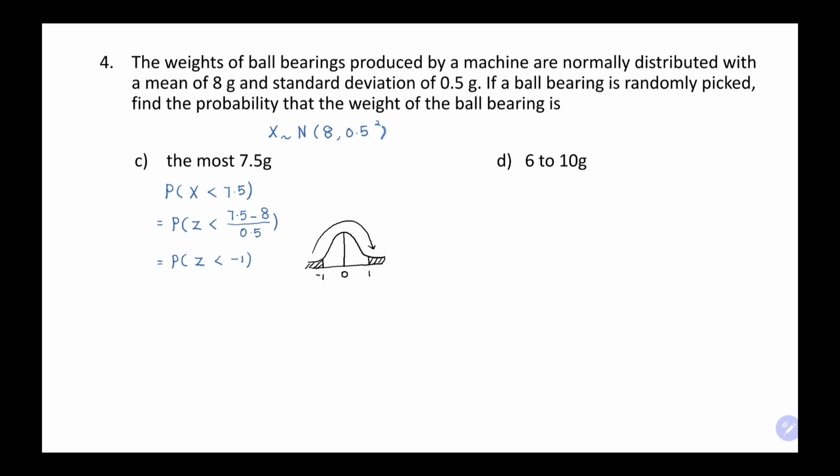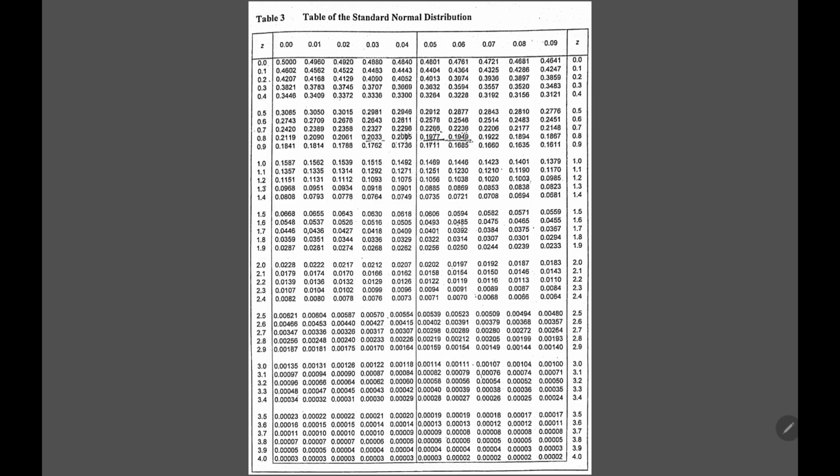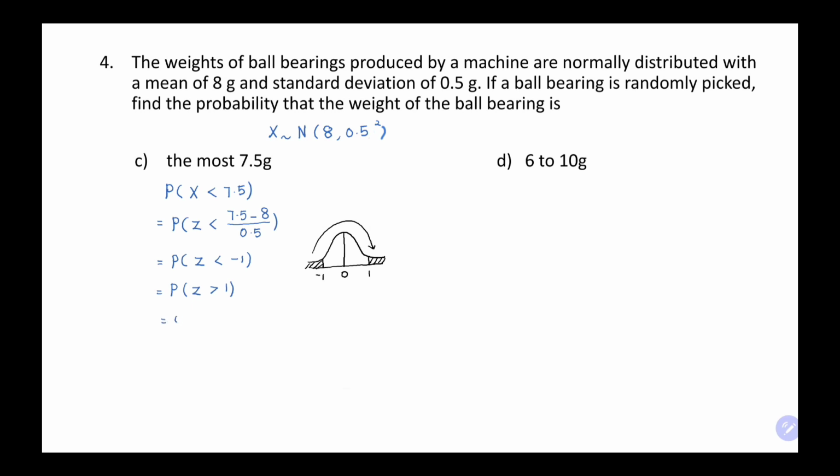Sebab dia simetri, so sebelah kiri sama dengan sebelah kanan. Then kita ambil yang area yang positif lah. Kita tak boleh nak guna P(Z less than negative 1) sebab tak boleh nak baca table. So kita convert, jadikan dia greater than, and this one akan jadi negative 1 become 1. Okay, then we can check the table. Find Z equals to 1, so 1.0 is here, 0.1587. So we put the answer 0.1587.